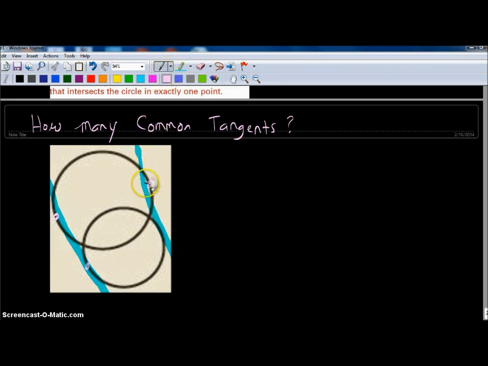We touch the circle once and once over here. We can't go in here. We can't go straight down. If we come on top, we're not going to touch the bottom one. So how many common tangents are there for both circles? This one only has two. We have two common tangents.